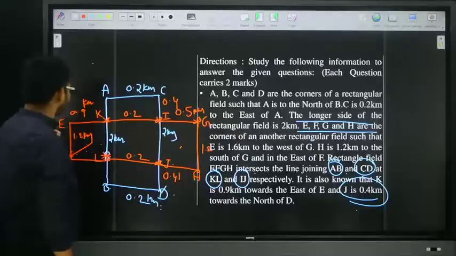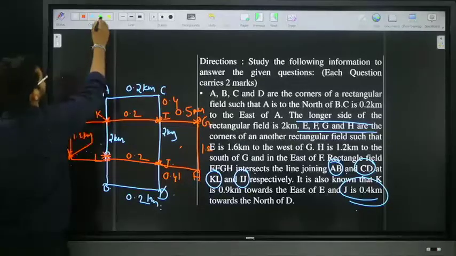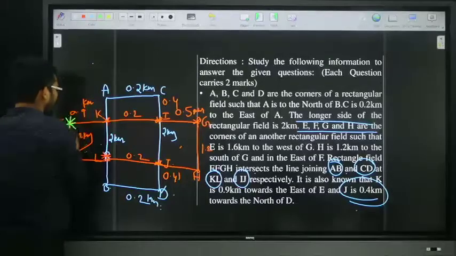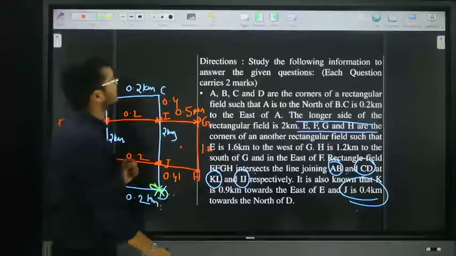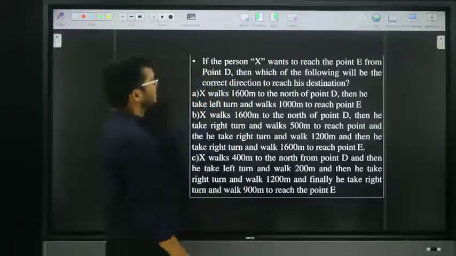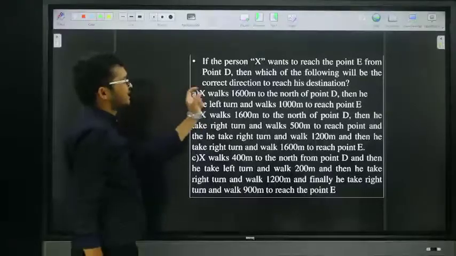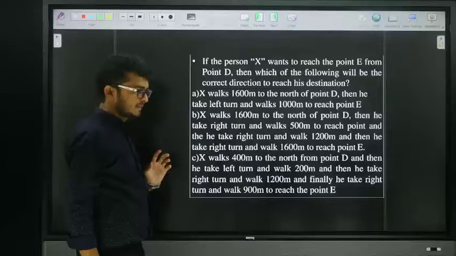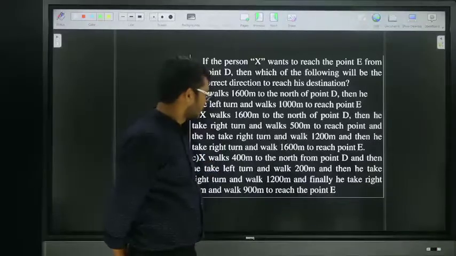See, person X wants to reach the point E. See here, he wants to reach the point A from point D. Then again the question is: you want to reach point E from point D. Then which of the following will be the correct direction to reach his destination?